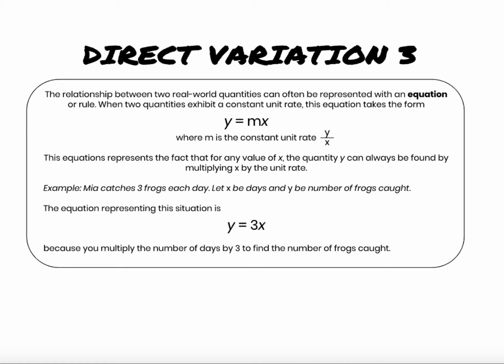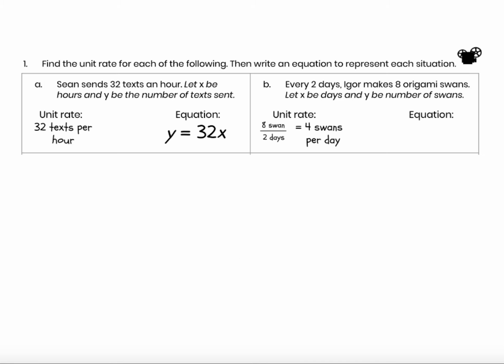This represents the situation because, for example, after 1 day, Mia will have caught 3 times 1, or 3 frogs. After 2 days, Mia will have caught 3 times 2, or 6 frogs. After 5 days, x would be 5, and Mia would have caught 3 times 5, or 15 frogs. You are asked to write equations like this.